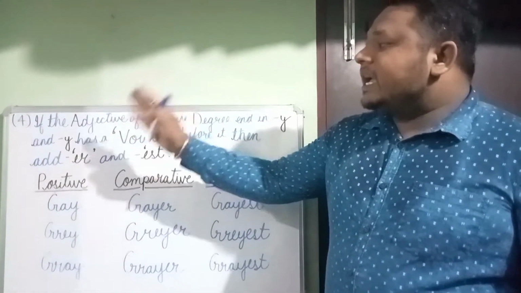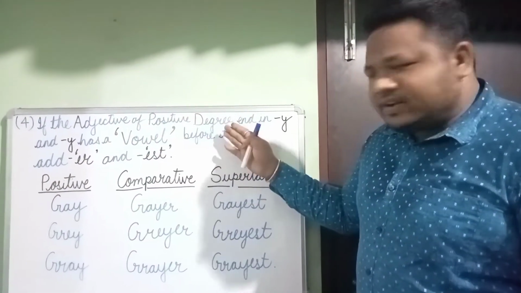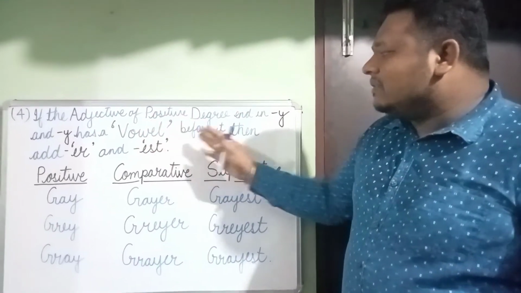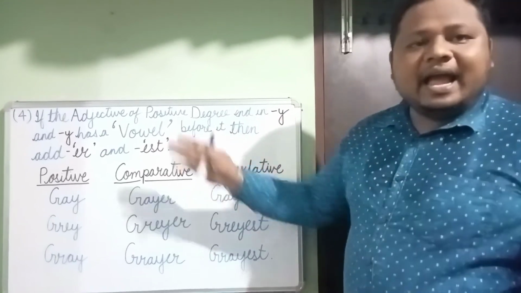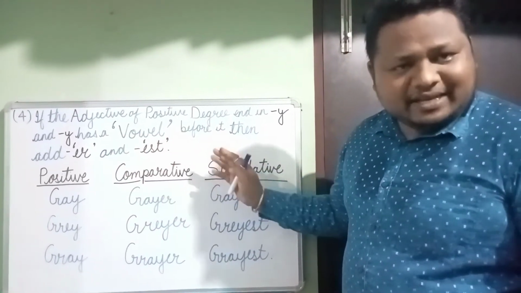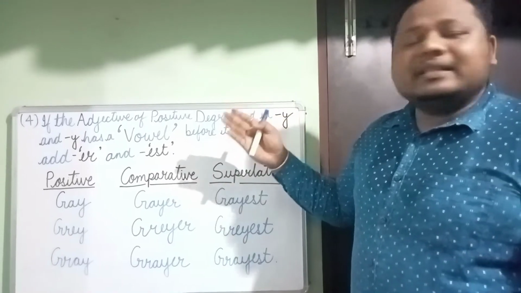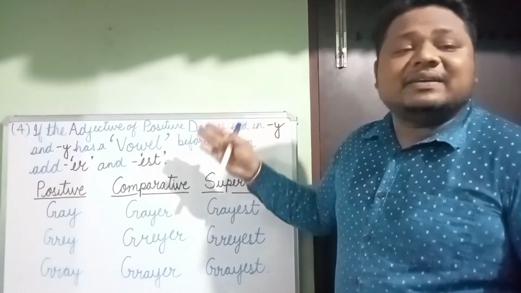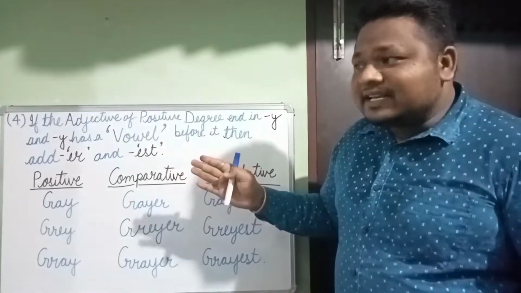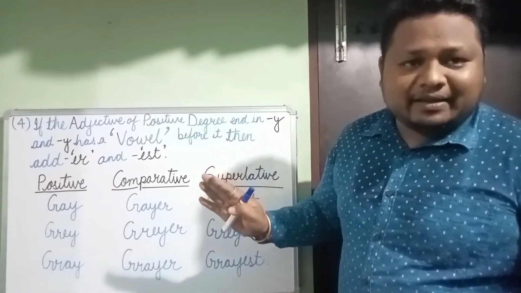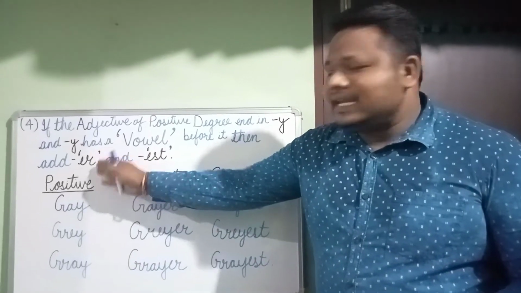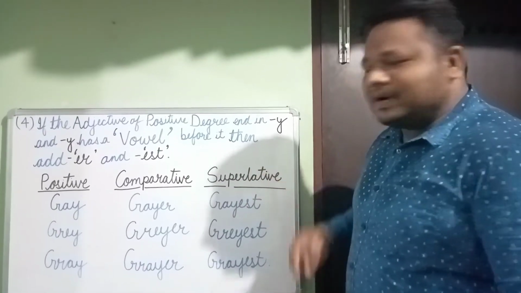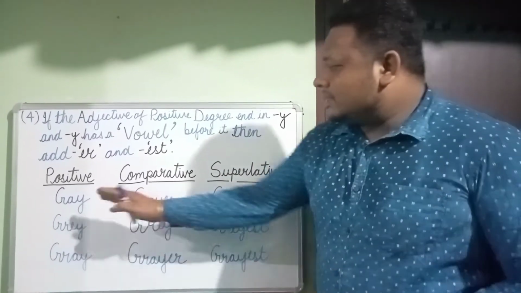Rule number 4. If the adjective of positive degree ends in Y and Y has a vowel before it, then add ER and EST. It means if the positive degree of adjective is ending in Y and it has a vowel before it, in that case we do not have to replace Y. We simply have to add ER for making comparative and EST for making superlative. Let us see some examples.